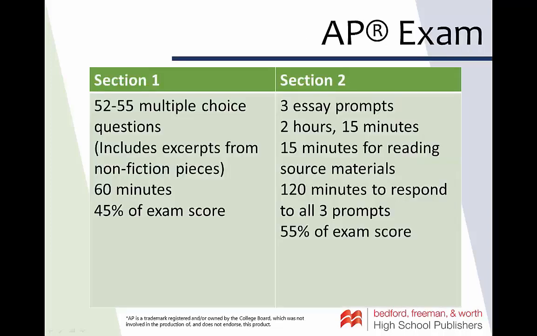The AP exam will test your students' ability to meet all of these goals and is taken in May each year. The exam is divided into two sections. The first contains multiple choice questions and excerpts from nonfiction pieces. Students will have an hour to answer 52 to 55 questions, and this makes up 45% of the exam score. The second section is the writing section, which lasts 2 hours and 15 minutes. Students have to answer 3 essay prompts. These 3 essays are 55% of the exam score.